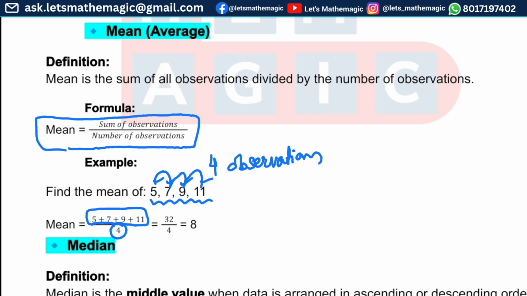If you follow the formula for this particular sum, it's 32 by 4, and if you cancel them, the final answer is 8. This is how we are going to find the mean of any given data.